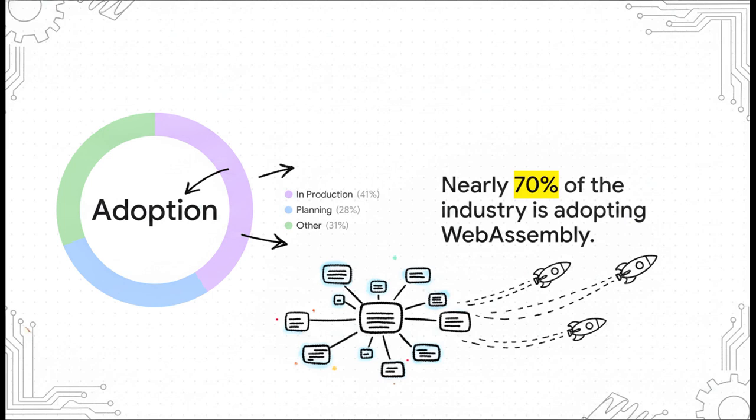According to the latest developer surveys, we have that 41% of organizations using it in production, right? But look at the next slice of the chart. Another 28% are actively planning to adopt it. When you add those together, nearly 70% of the entire software industry is either already utilizing WebAssembly or planning to do so very soon. This pushes it way past just being some experimental phase. This is a foundational shift in how the industry operates.